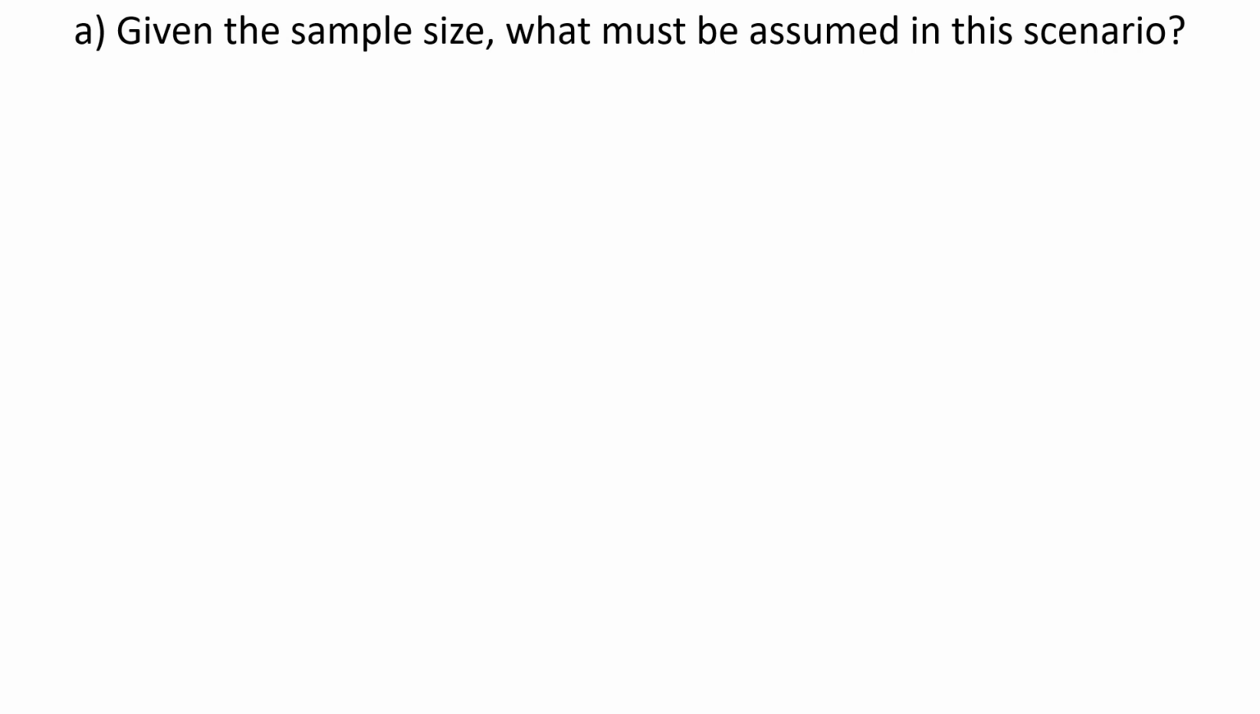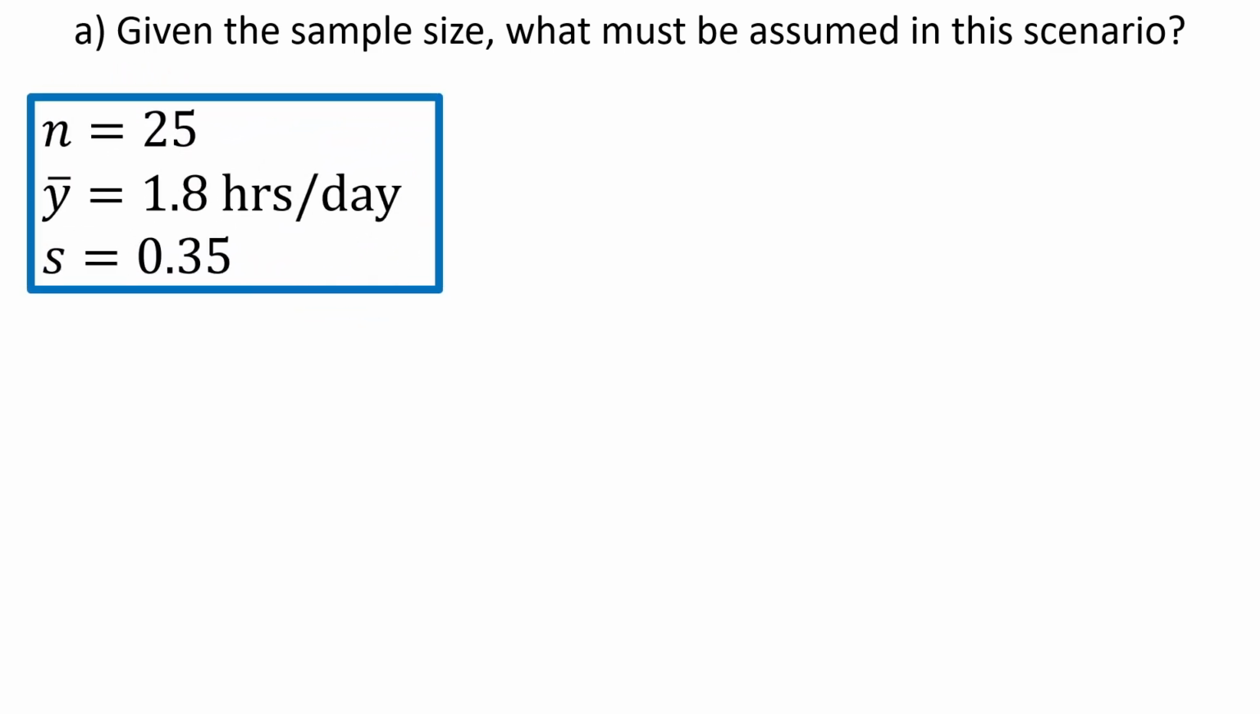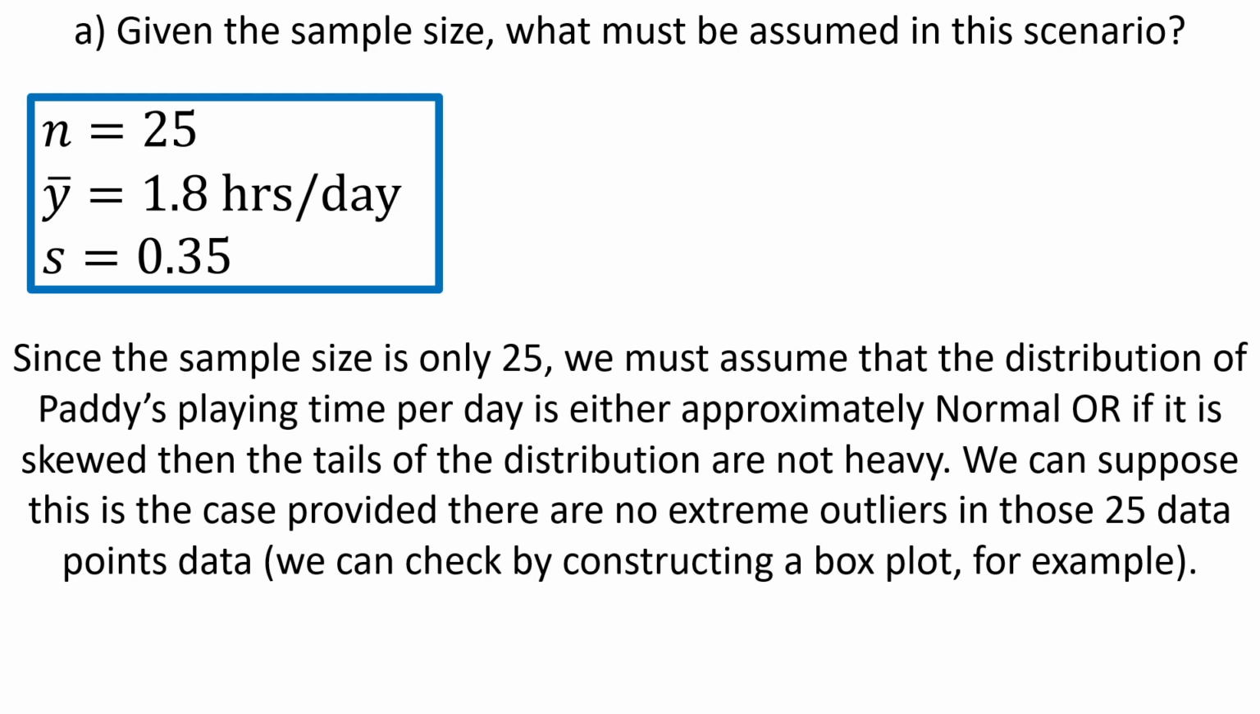So the first part of this question, given the sample size, what must be assumed in this scenario? So the sample size was only 25. And so because of that, we must assume that the distribution of Patty's playing time per day is either approximately normal, or if it is skewed, then the tails of the distribution are not heavy. So we can suppose that this is the case, provided there are no extreme outliers in those 25 data points.